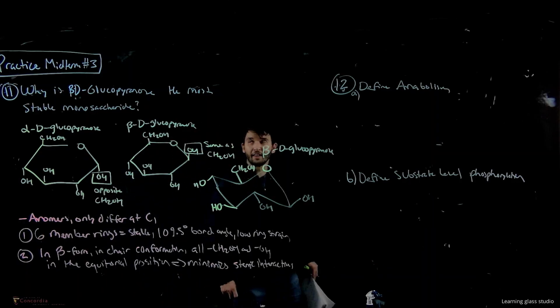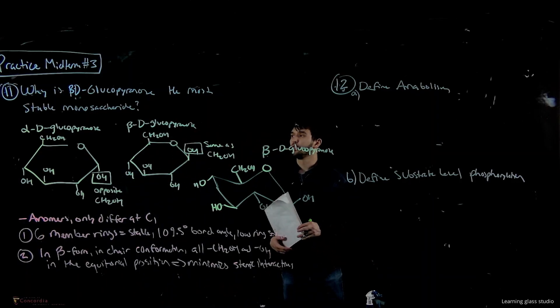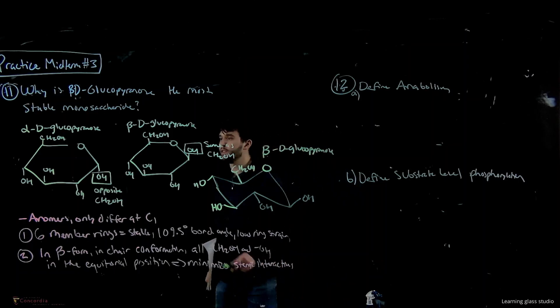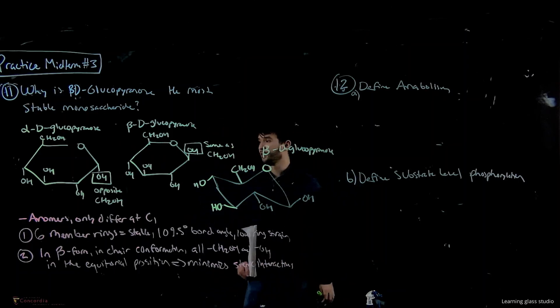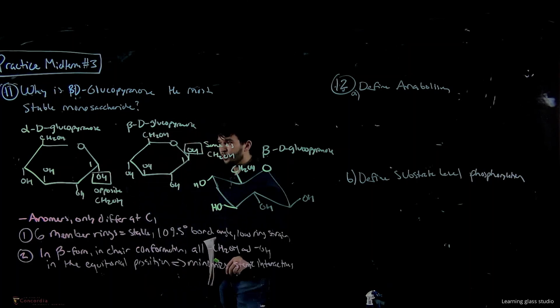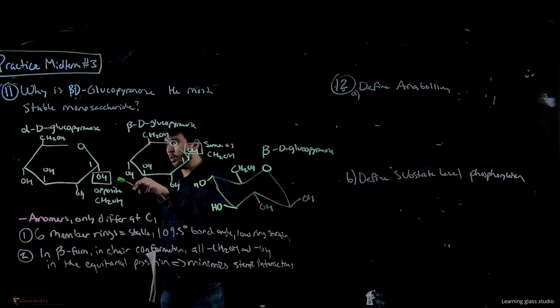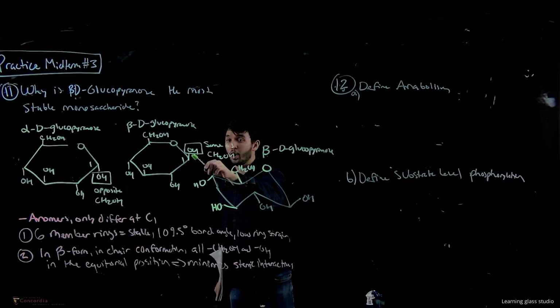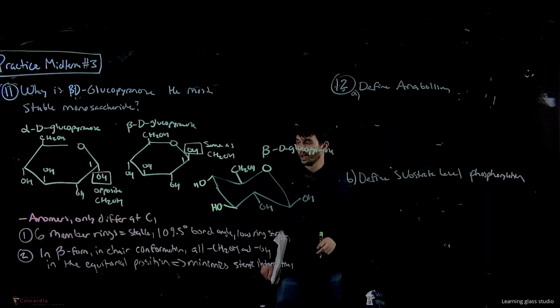All right, these are the last two questions of the practice exam. So number 11, why is beta-D-glucopyranose the most stable monosaccharide? So let's first compare alpha-D-glucopyranose to beta-D-glucopyranose. The alpha one, remember these are anomers, so they only differ in the stereochemistry at carbon 1. So this is carbon 1, okay? So here in the alpha one, the OH is opposite the CH2OH, so that gives us alpha. In the beta one, the OH on carbon 1 is on the same side as CH2OH, okay?